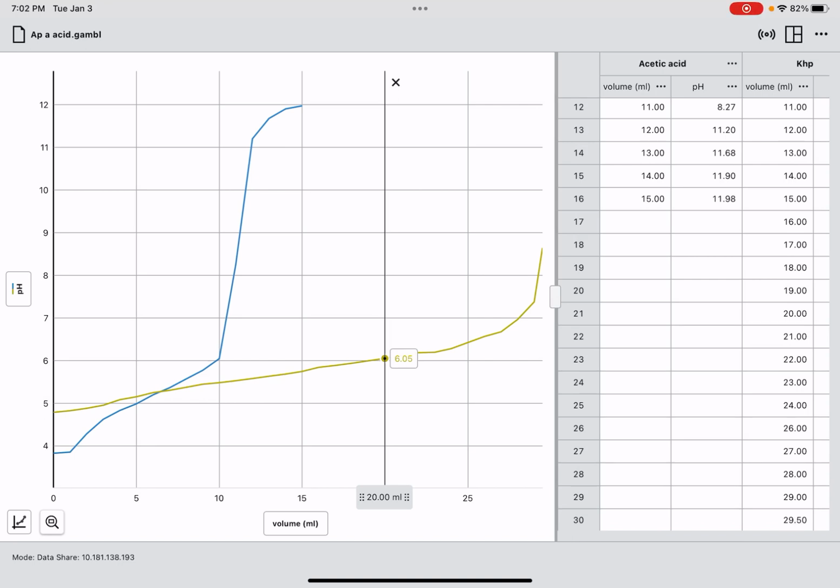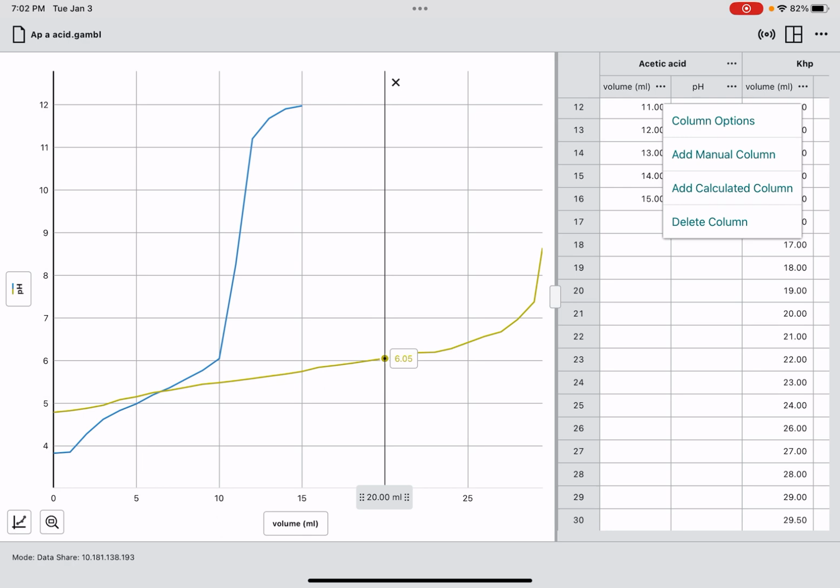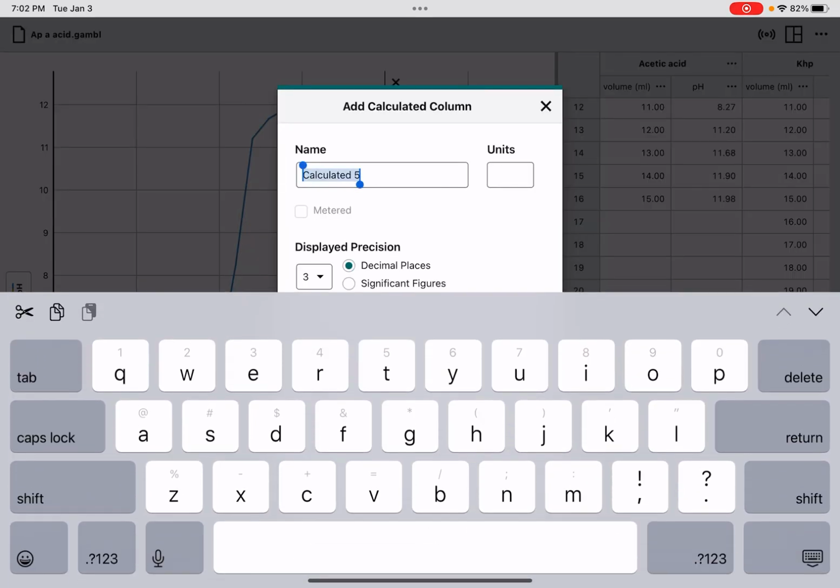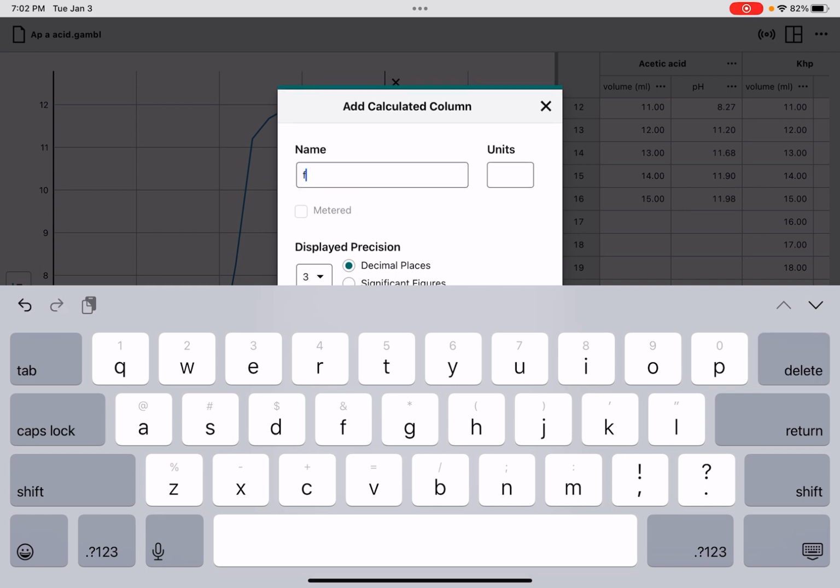Okay, dual credit, let's look at what we're going to do with your data and learn how to do our calculations. So one of the first things we need to do is take our data from Vernier and do some stuff with it. First up, we're going to come up here to your pH and click on the three dots. I want you to say add calculated column, and we're going to call this first calculated column first derivative.